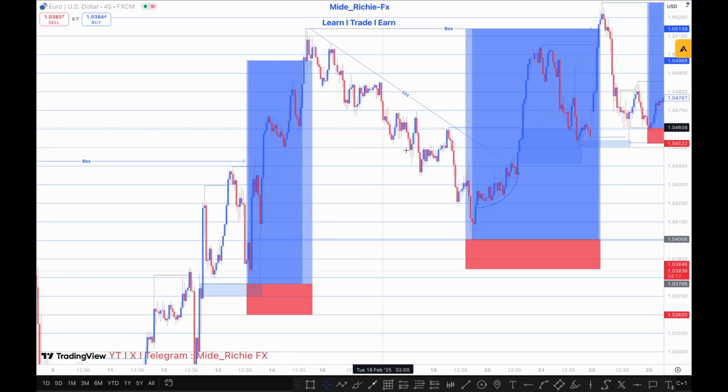So after that we had a retracement right here, and this retracement is more of trend liquidity, which is a very good liquidity target, right?